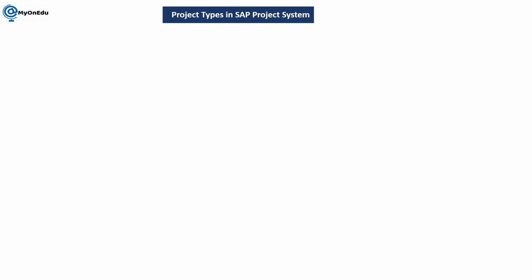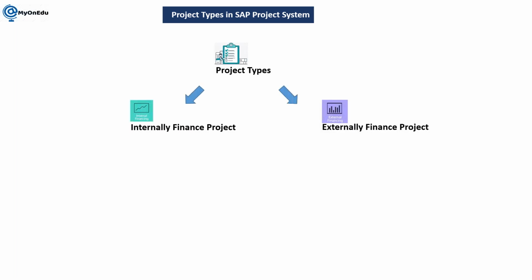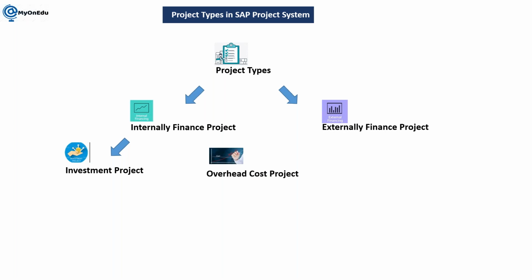Next, when we understand project types in a more formal way, we have internally financed projects and externally financed projects. Internally financed projects are again of two types. First is the investment project, then another is the cost project, or sometimes we call it an overhead project also. This is your expenses.